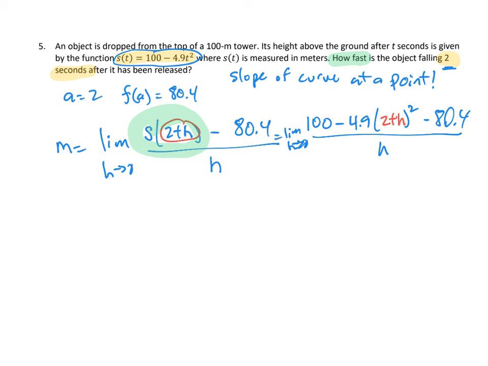Okay. So this is 2 plus h. It looks like 2h, but it's 2 plus h, this guy. Let me write a little neater and slower here because I have to keep track of what we're doing. So I have 100 minus 4.9 times, and I have to multiply out 2 plus h squared. Well, I know that that's 4 plus 4h plus h squared. And then there's still the minus 80.4.